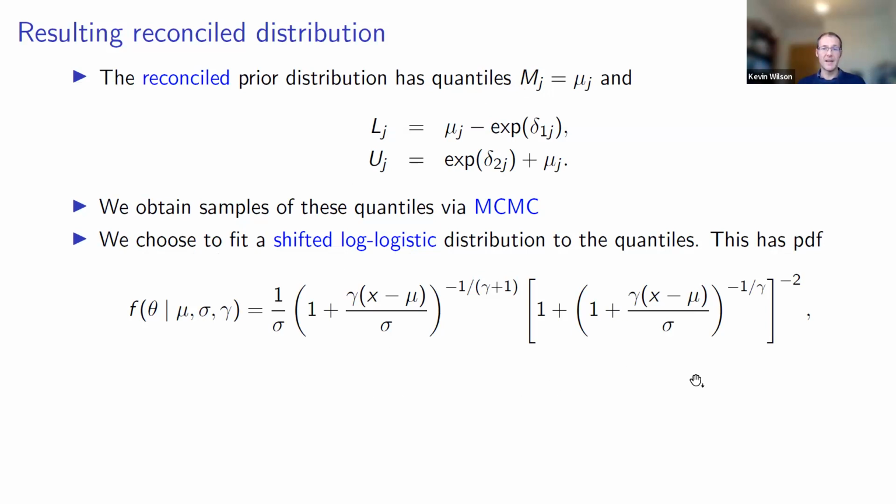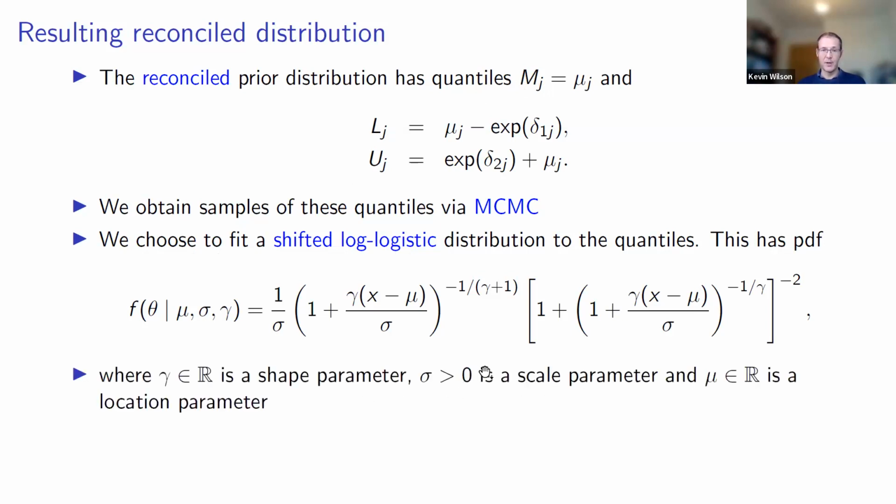So it has a slightly nasty looking PDF, but the reason that this is quite a nice distribution is, first of all, that it has three parameters, a gamma, a sigma, and a mu, so shape, scale, and location. And so that means we can take into account both the central tendency, the variability, and the skewness specified by the expert. So that comes out of this hierarchical model. So we've got three sort of degrees of freedom in our fitted distribution.